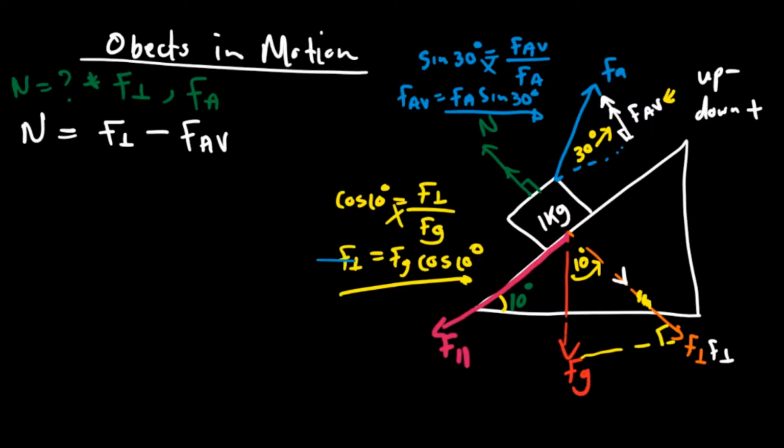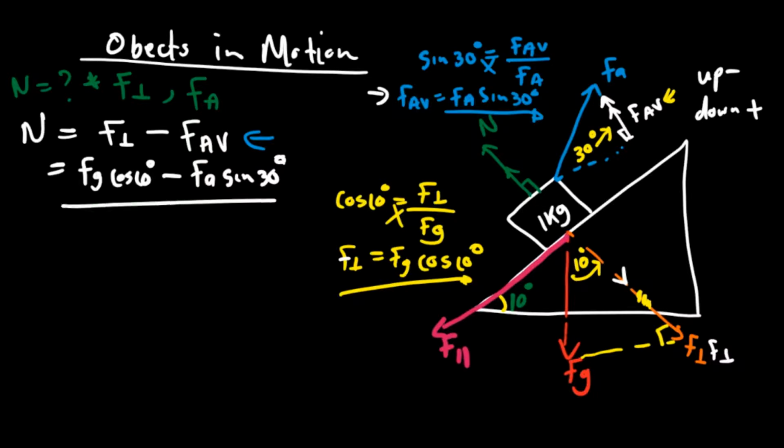So we can substitute both answers in this equation here, right? So the force that is perpendicular to the surface is going to be F of g cos of 10 degrees, minus the force applied but in a vertical direction, which is going to be F of a sine 30 degrees. So this is your normal of the surface here, of the object.